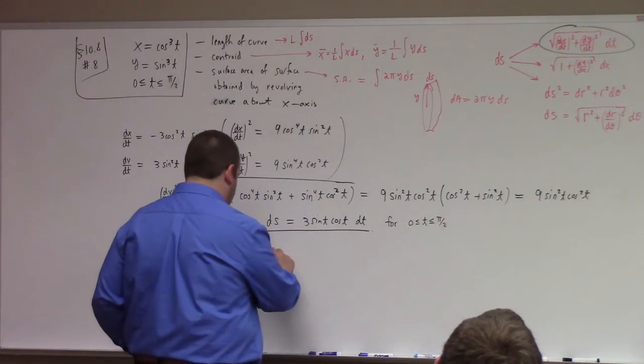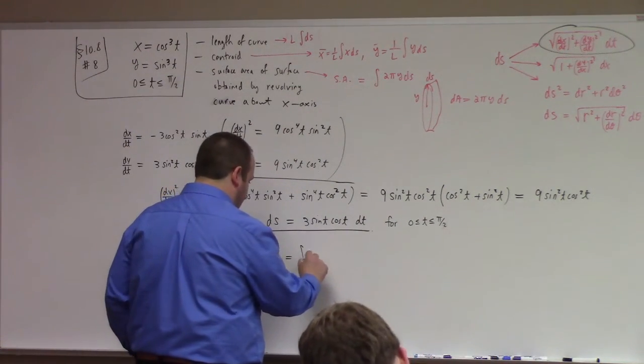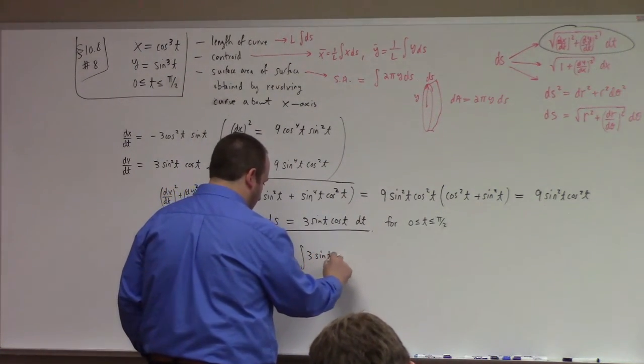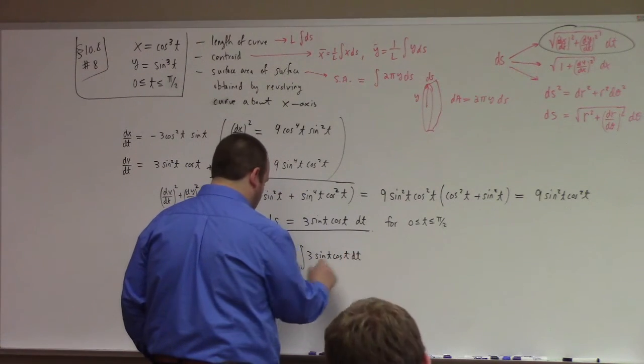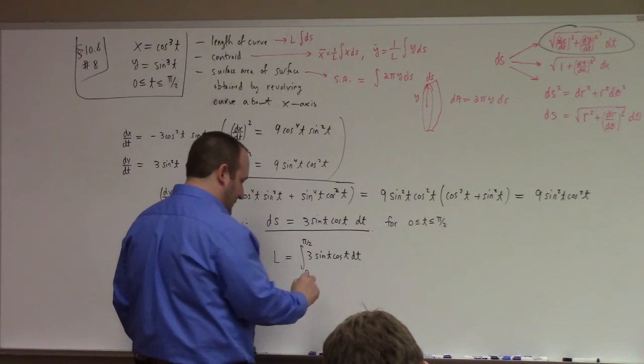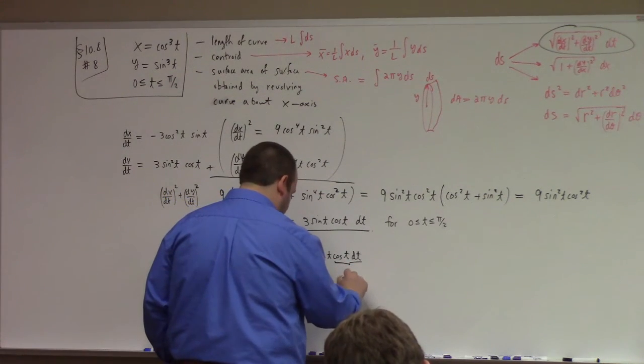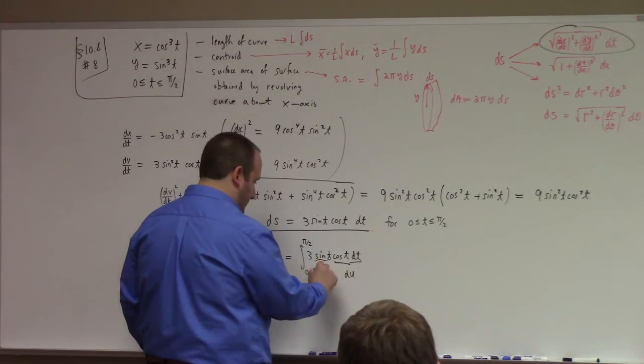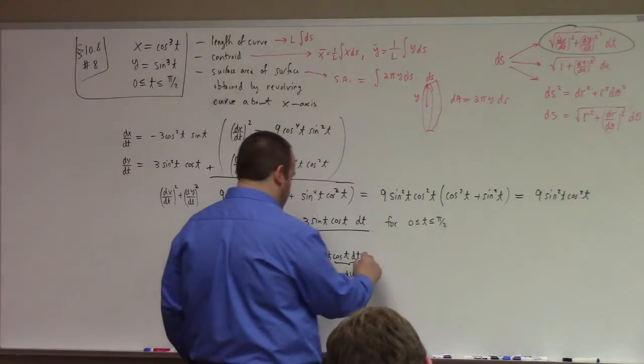What's the length of the curve then? L is the integral of 3 sine t cosine t dt, from 0 to pi over 2. May I recommend a u substitution? This right here will be your du. This is your u. Change bounds, what do we get?